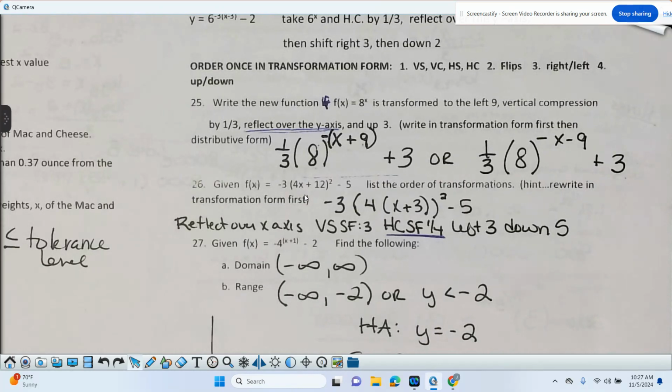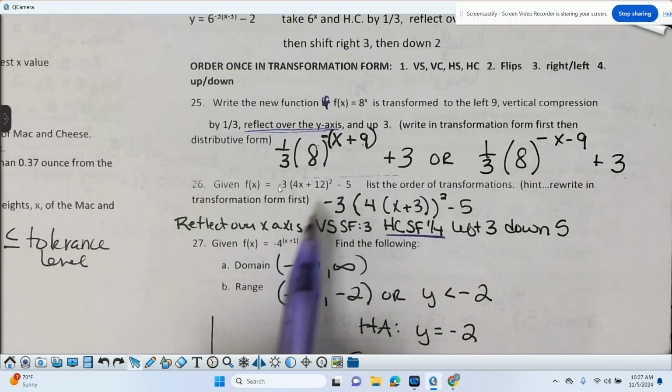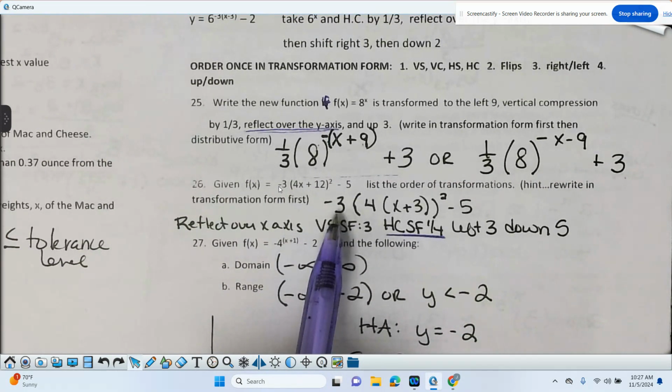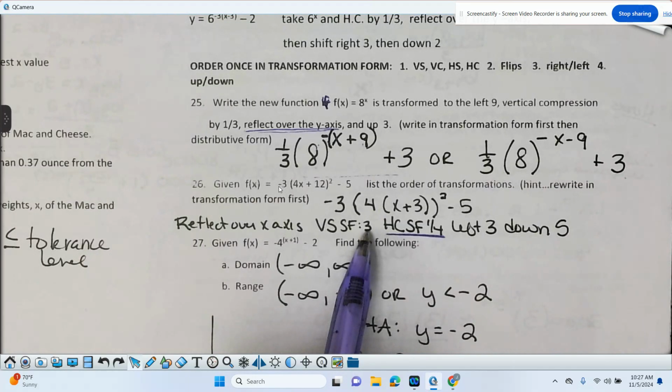So what's happening here, remember this is where we used to put all those little arrows up. That negative is going to reflect it over the x-axis, right? It's a 3. 3 is bigger than 1, so it's on the outside, so it's vertical. It's a stretch because it's bigger than 1, because remember the negative just flipped it over. So with a scale factor of 3, it's a vertical stretch.